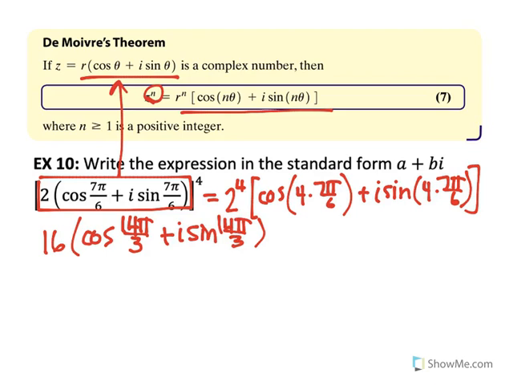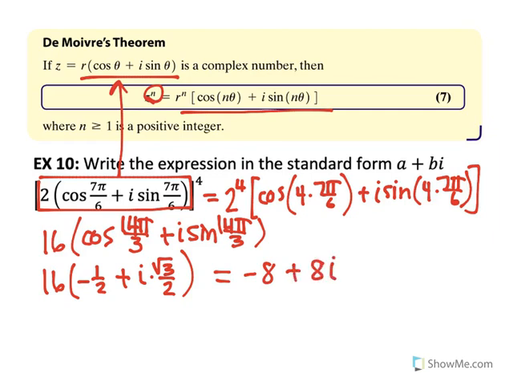And then I'll go ahead and take cosine of 14 pi over 3, which is negative 1/2. And sine of 14 pi over 3 is root 3 over 2. And then I'll distribute that 16 through. 16 times a negative 1/2 is negative 8. And then I get plus, I'll go ahead and write it as 8i root 3, because 16 times root 3 over 2 reduces to 8 root 3, and I've got the i there.